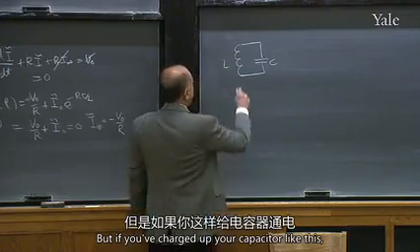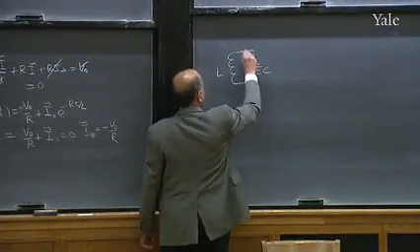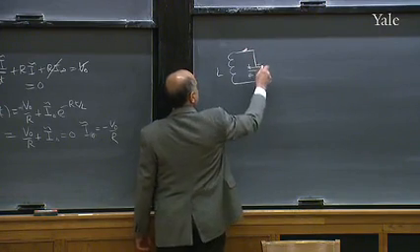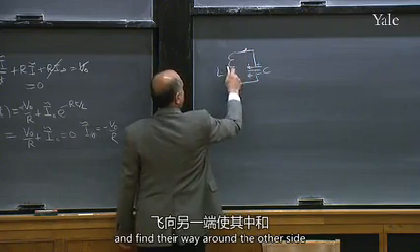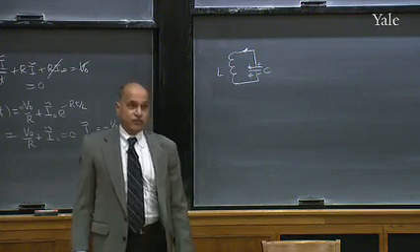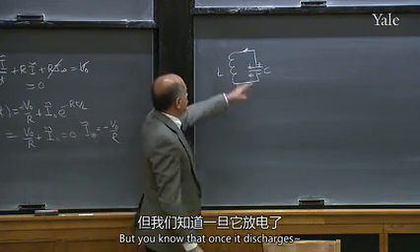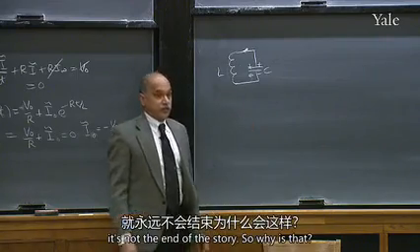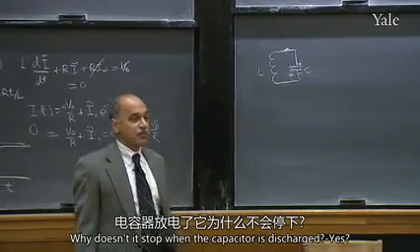But if you had charged up your capacitor like that, and there's an open switch that you then closed, the plus charges are going to leave and find their way around the other side and neutralize them, and the capacitor will discharge. But you know that once it discharges, it's not the end of the story. So why is that? Why doesn't it stop when the capacitor is discharged?